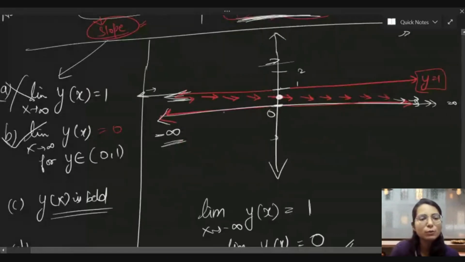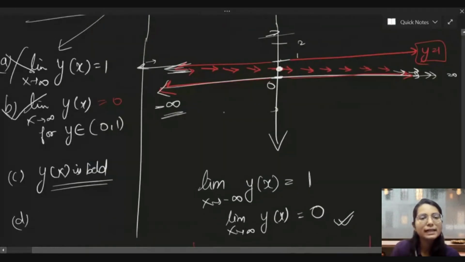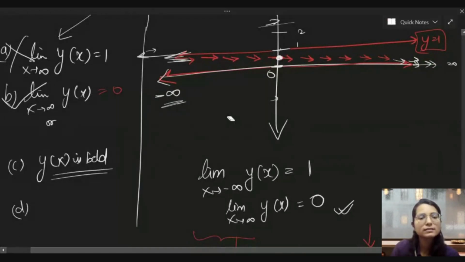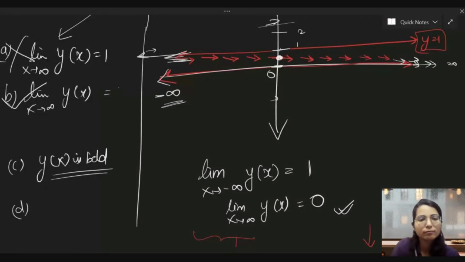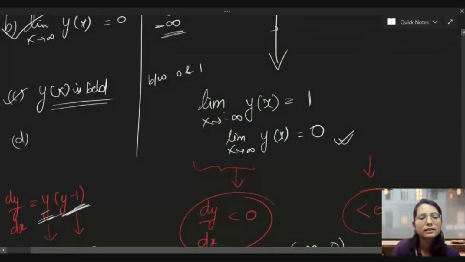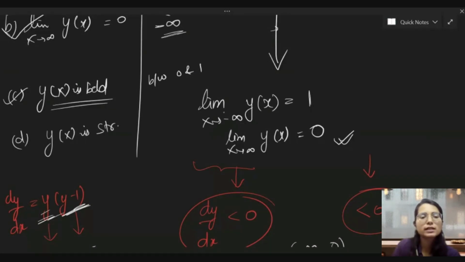So according to this, B option will be correct. B option can be asked like this or like this. That is completely okay. C option is y(x) is bounded. Of course it is bounded, between 0 and 1. Okay. So C is correct. Now D option was whether y(x) is monotone or not. If it says y(x) is strictly increasing, what should be your answer? Is D option correct or not?